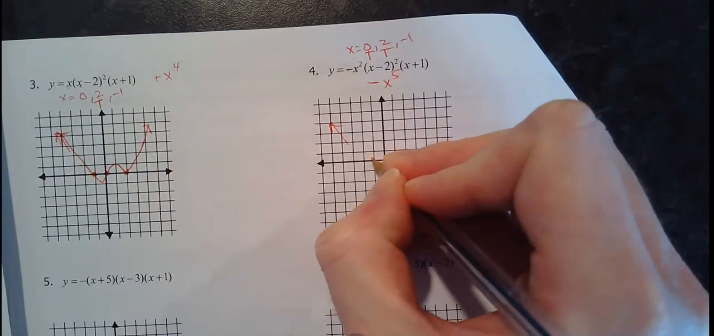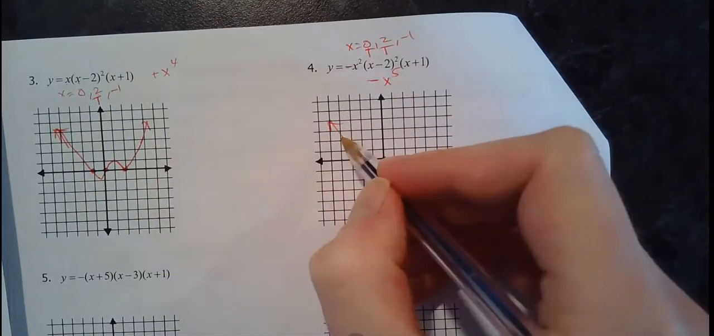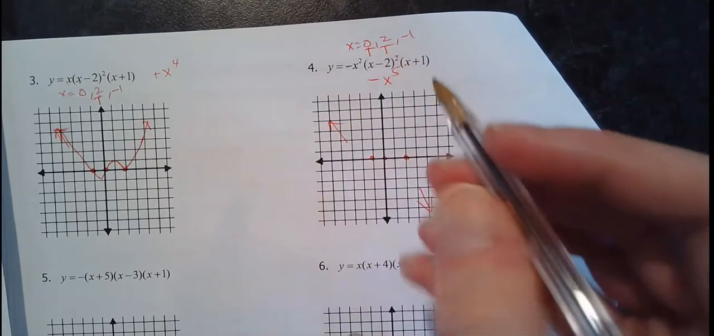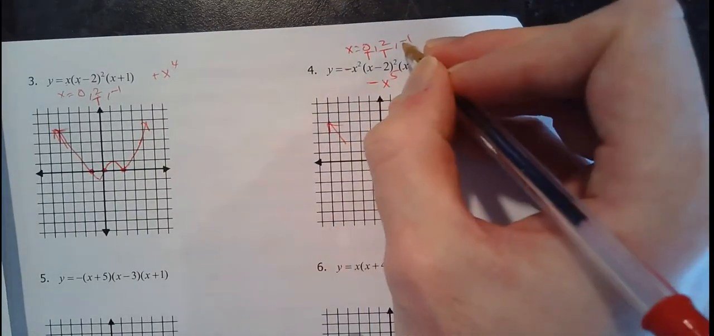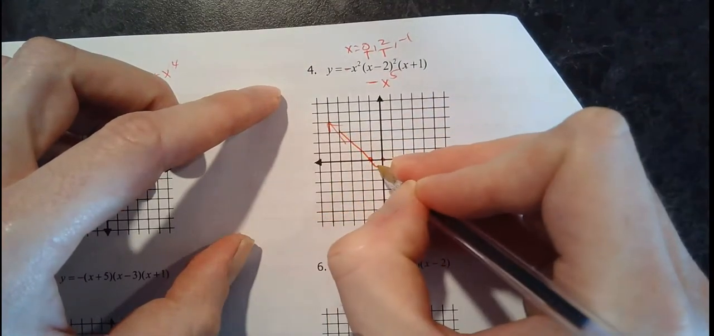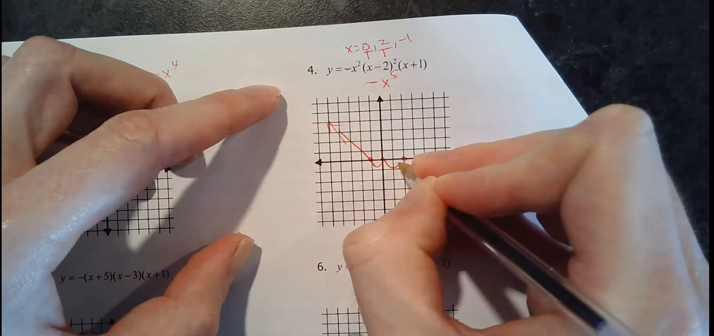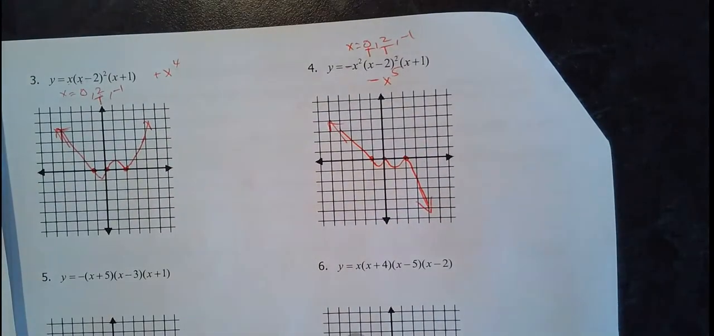So negative 1, 0, and 2. You can start from the left or from the right. It doesn't matter. Just got to follow these guidelines here. So if I start from the left, this -1 is a through. So I'm going to come down, go through it. At 0 is a touch. So I touch and turn. And this 2 is also a touch. So I touch and turn and come back down like that. So kind of weird looking, but that's just my general sketch right now.